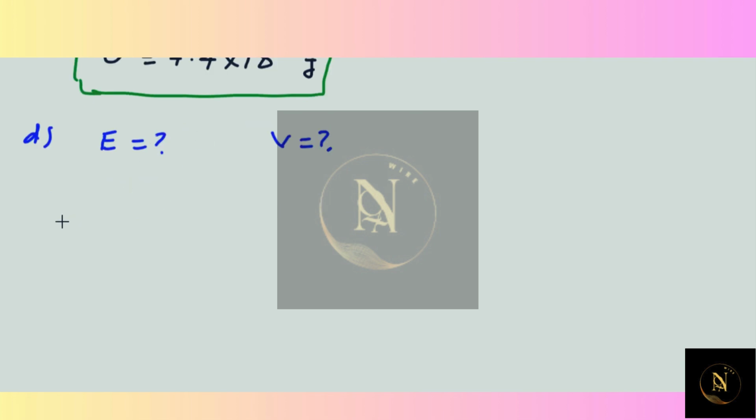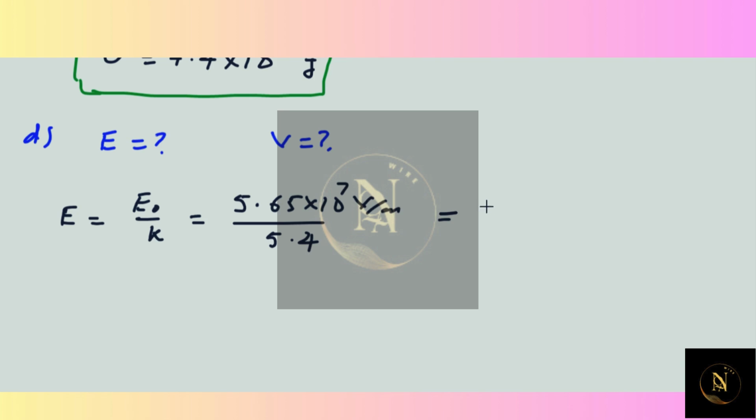In part D of this problem, we are going to calculate the electric field intensity and voltage in the presence of a tissue. So this time the electric field will be E and the voltage will be V. In the presence of the dielectric, we can write the electric field as E is equal to E naught divided by K, where K is the dielectric constant. So this is equal to 5.65 multiplied by 10 raised to the power 7 volt per meter divided by 5.4, which is equal to 1.0 multiplied by 10 raised to the power 7 volt per meter.